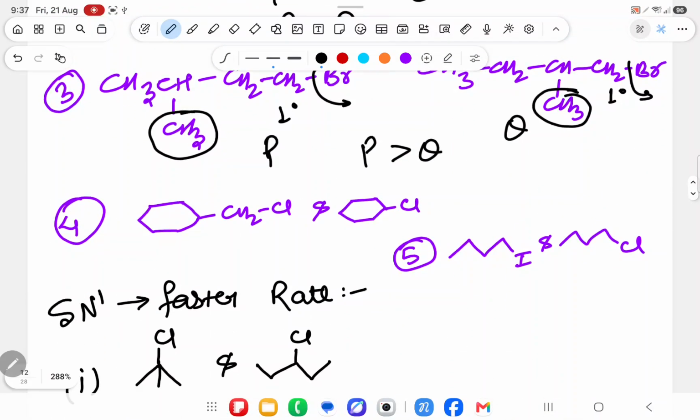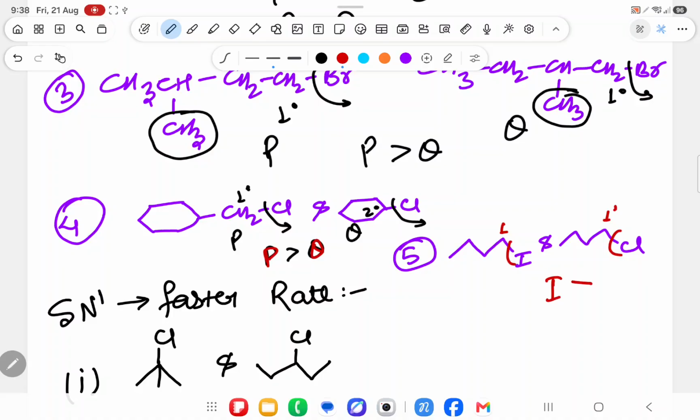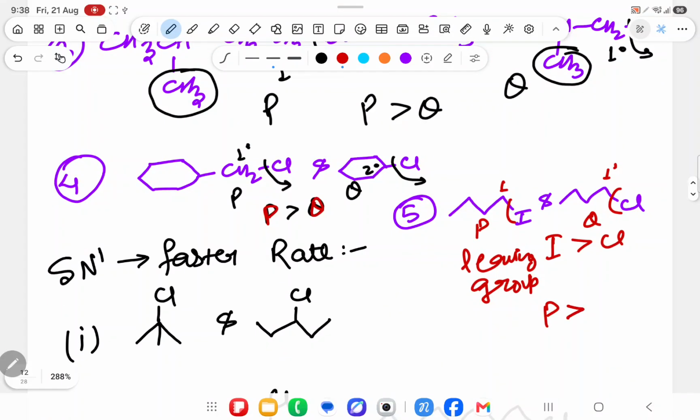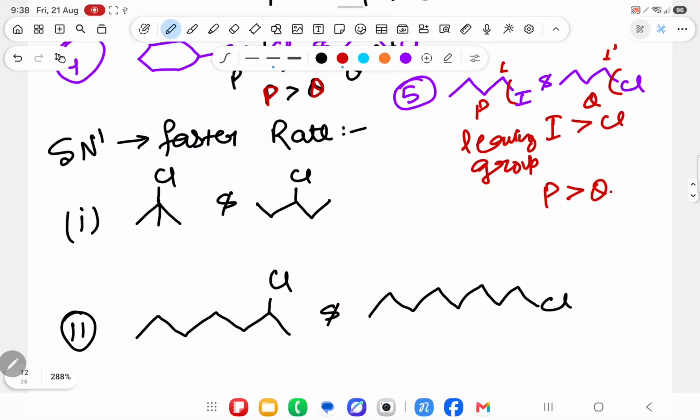Now over here, they are asking in this part, remove it, it will become 1 degree. Remove it, it will become 2 degree. P, Q, which one is faster? P is greater than Q. SN2 is asked. Here 1 degree, here 1 degree. Everything is same, no branching, nothing. But for leaving group, I is a better leaving group than Cl. So P is greater than Q for SN2 mechanism. Understood?